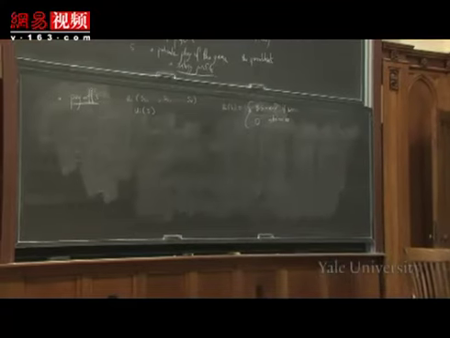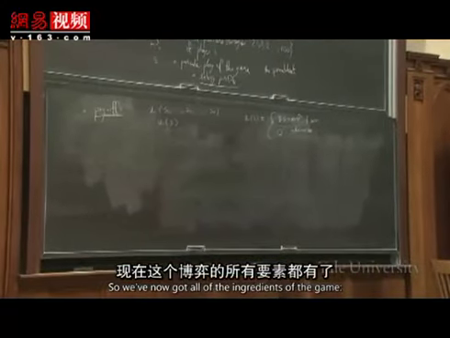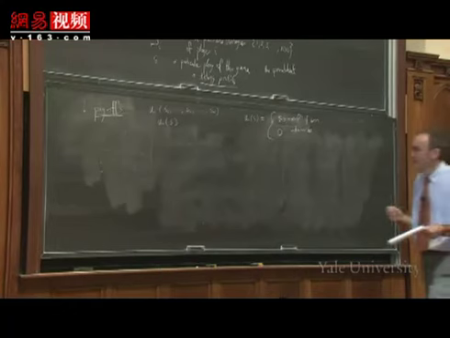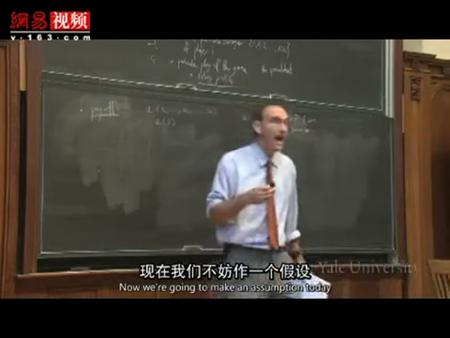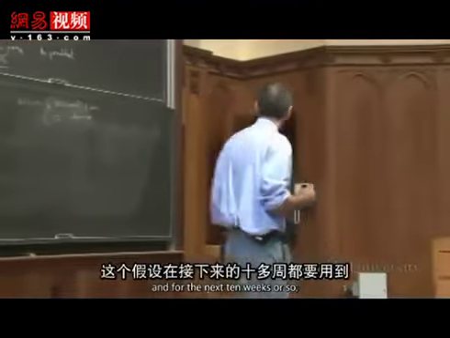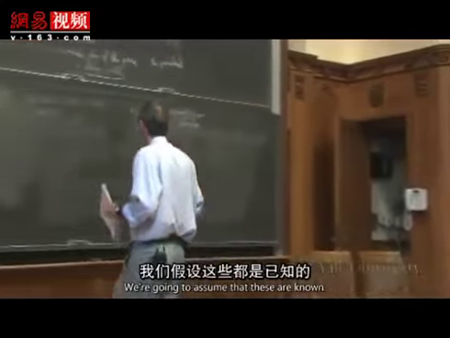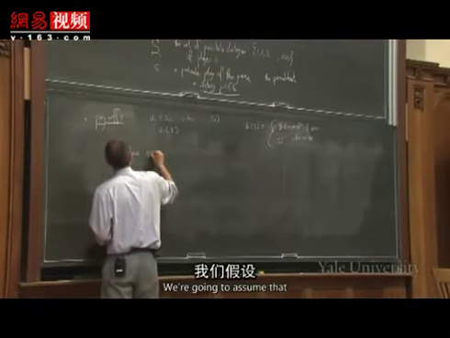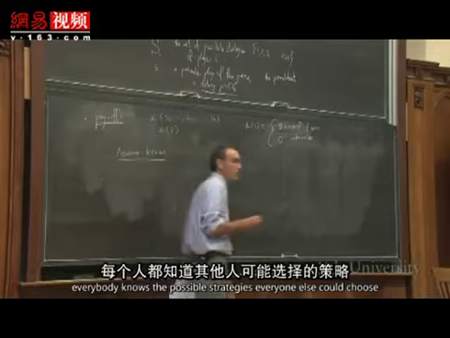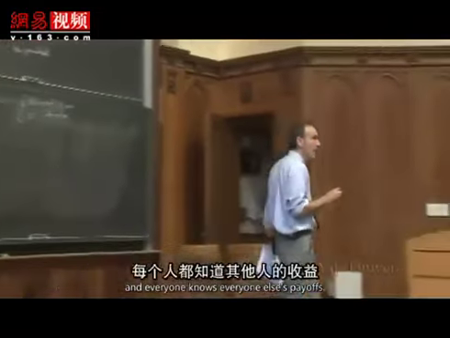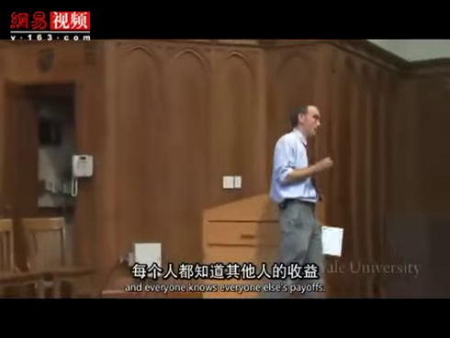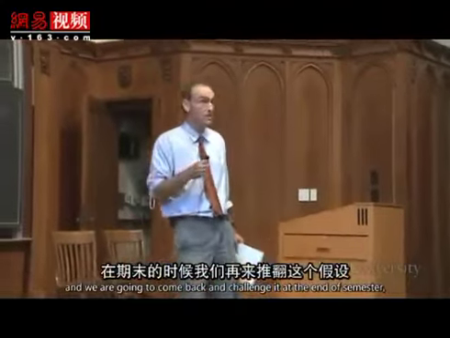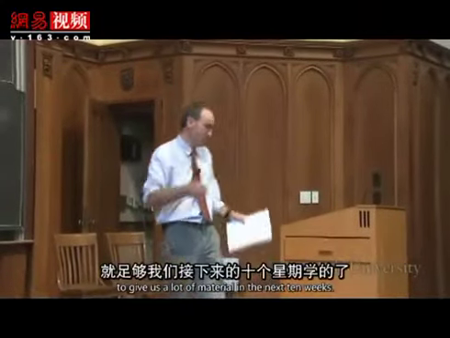So we've now got all of the ingredients of the game. Players, strategies, payoffs. Now we're going to make an assumption today and for the next 10 weeks or so, for almost all the class. We're going to assume that these are known. We're going to assume that everybody knows the possible strategies everyone else could choose, and everyone knows everyone else's payoffs. Now that's not a very realistic assumption, and we are going to come back and challenge it at the end of the semester, but this will be complicated enough to get us a lot of material in the next 10 weeks.